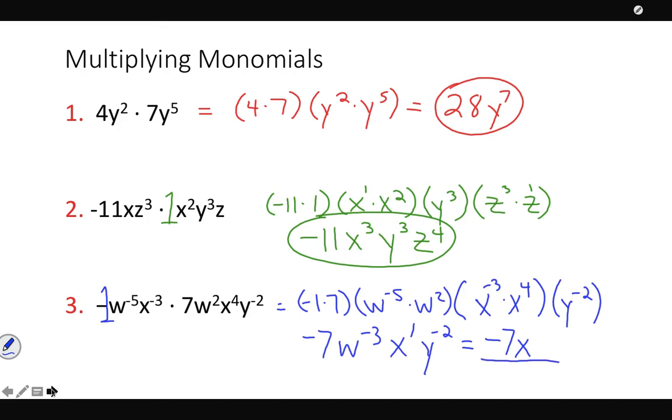But now I have to move my w to the -3rd and y to the -2nd. They're both above the fraction bar, so I move them below the fraction bar to change the sign of the exponent. Move the y to the -2nd below the fraction bar to change it to a positive exponent. And now there's my final answer. So again, we're starting to combine a couple different ideas along the way here to help us with simplifying monomials.